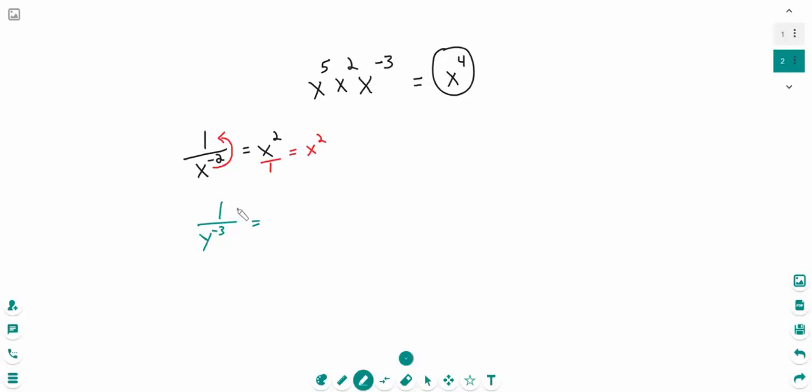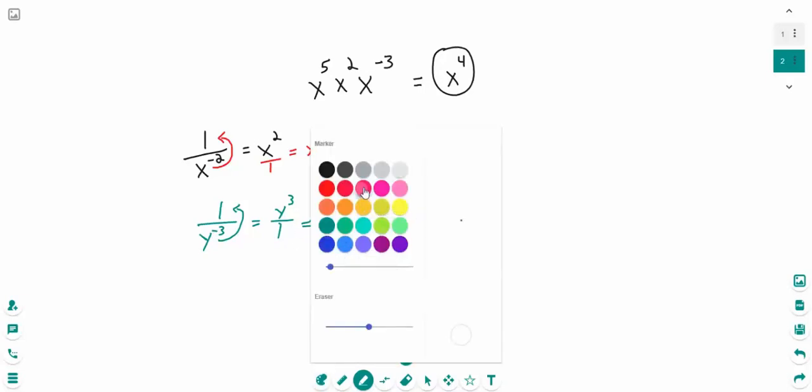And when I do that, the sign of the exponent will change. So if I move him up into the numerator, I now have y to the third, the sign changes, over, well, there's nothing left in the denominator, so it's just over 1, which of course is just equal to y to the third. Okay, let's try another one.